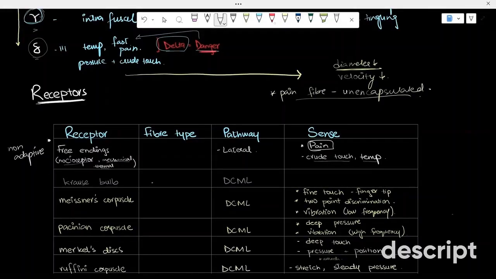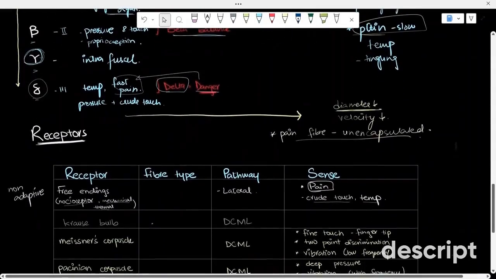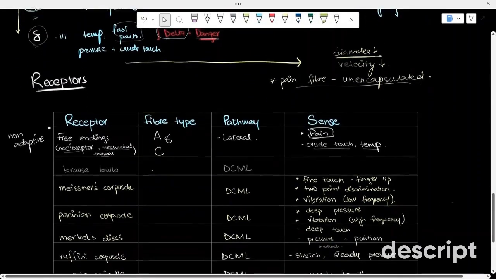The fiber type conducting the impulse will be, let's see over here. The one involved with fast pain is A delta and the one involved with slow pain is the C fiber. So the fiber type will be A delta and C fibers.